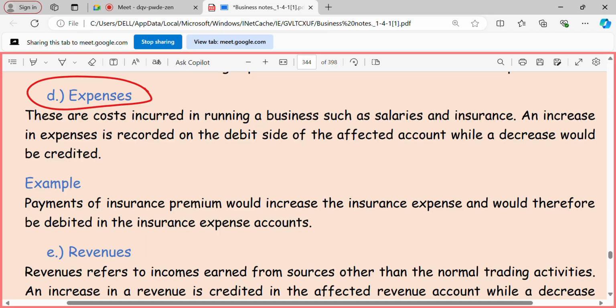Expenses ni zile vitu umetumia kwa biashara, yani pesa zile umetumia kwa biashara. Pengine umelipa wages and salary, pengine umelipa electricity bills, pengine umelipa water bills. So those are the expenses. These are costs incurred in running a business, such as salaries and insurance, water bills, electricity bills, rent paid.